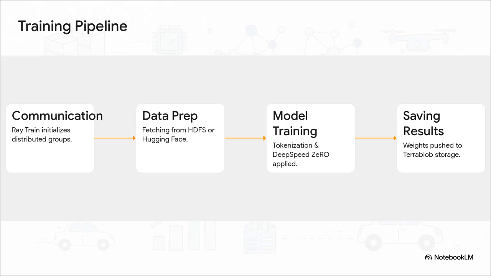Third, the actual cooking happens. Here, the text is tokenized and the model is trained. Now, notice the mention of PyTorch and DeepSpeed here. These are the specific deep learning frameworks and optimization software suites, basically the advanced cooking techniques, applied to the data. Finally, the finished weights, the perfectly cooked meals, are saved out to TerraBlob, which is Uber's custom storage solution.